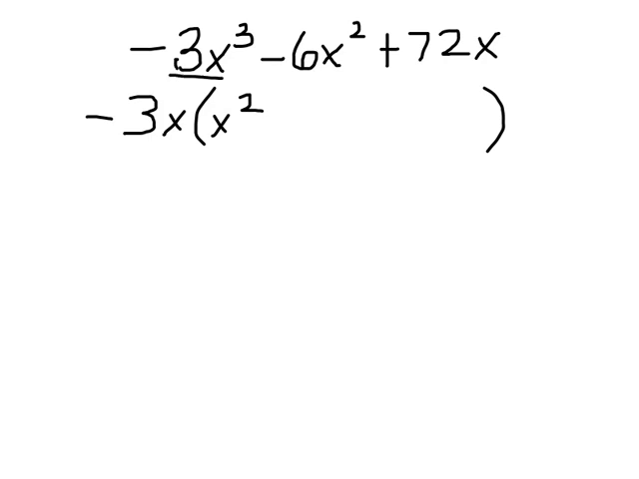-3x times what is -6x squared? Well, that would be -3 times what is 2? That would be 2x. And then how many times will -3 go into 72? It will go 24. So then I'm going to have -24. I'm going to factor that.